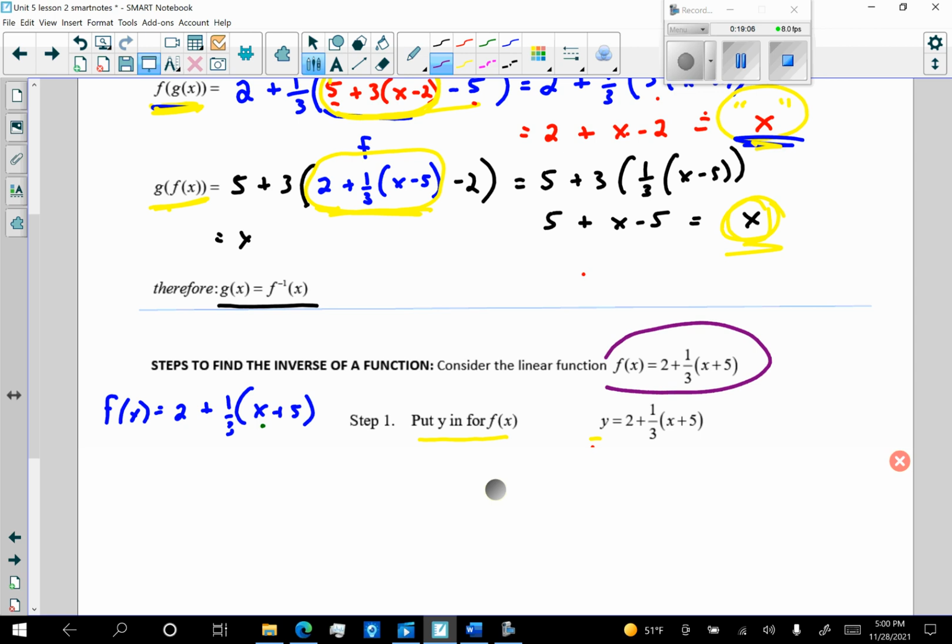I know the inverse exists because this is an increasing one-to-one function. It's increasing because the slope is 1/3. And you might have to go back and review some stuff about linear functions. So it's always increasing because the slope is 1/3. So therefore the inverse exists. So my objective here is to find this guy right here.